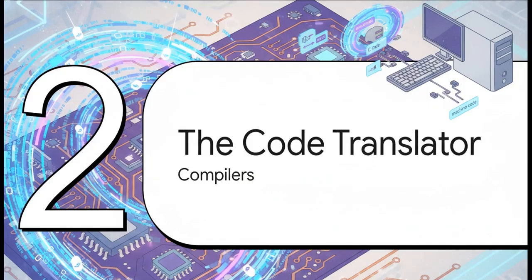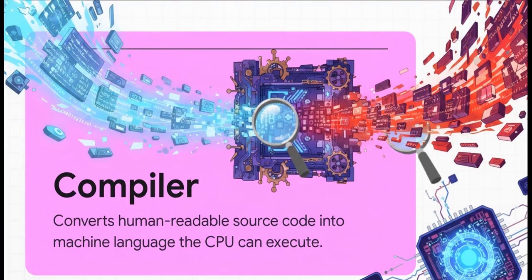Moving on to Section 2, the code translator, compilers. So how does the computer actually understand what we're typing? Well, a C program requires a specific tool called a compiler. You see, the source code we write is human-readable. But your computer's brain, the CPU, doesn't speak our language at all. It only speaks raw machine language.